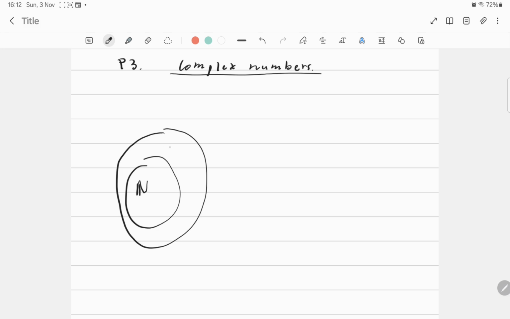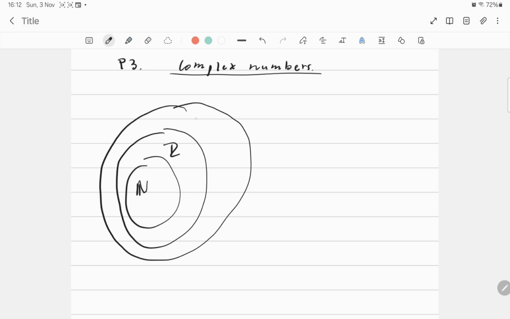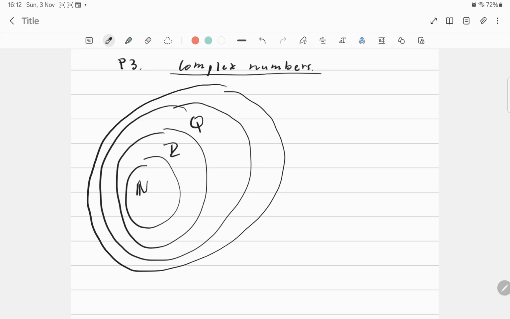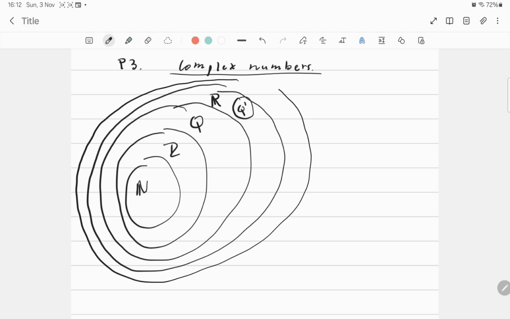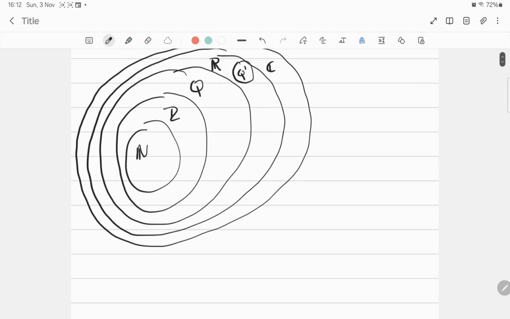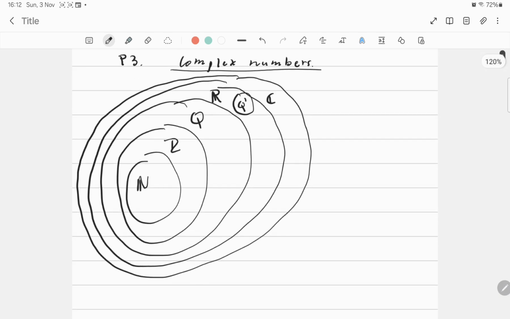We have the integers Z. We have the rational numbers Q. We have the real numbers R. Here we have the set of irrational numbers and the set of complex numbers C, which contains all the other numbers. So we can write that N is a subset of Z, a subset of Q, a subset of R, and R is a subset of C.